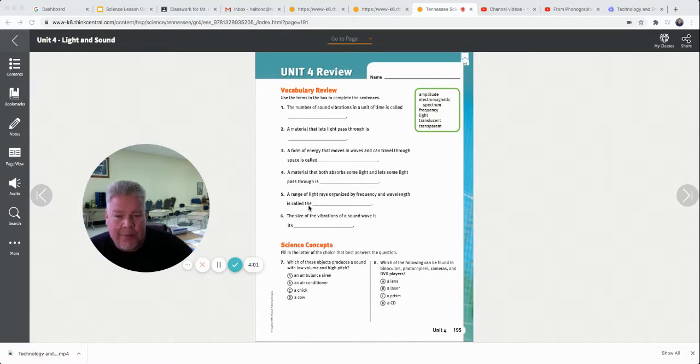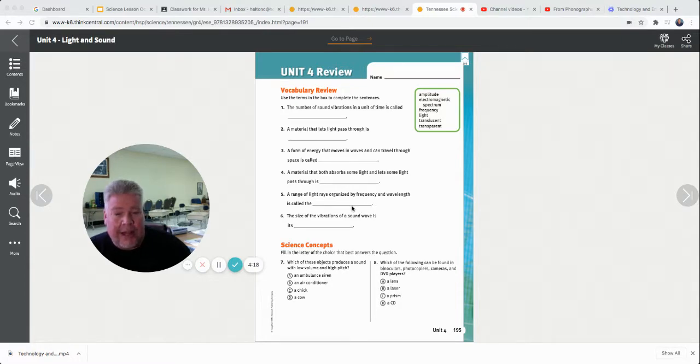Number 5, a range of light rays organized by frequency and wavelength is called what? It's that big word we learned about. It goes all the way from radio waves to gamma waves on the other end. It's the electromagnetic spectrum. Try to write all that on that little line. I don't think you can. Electromagnetic spectrum is the answer to number 5.